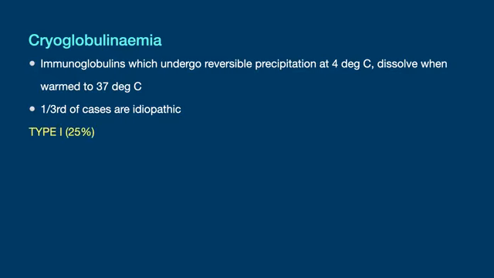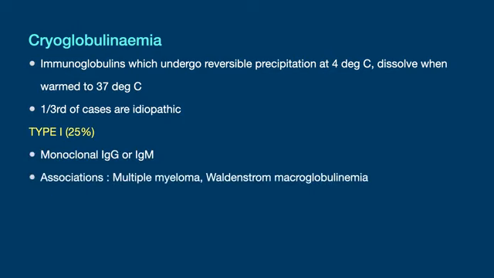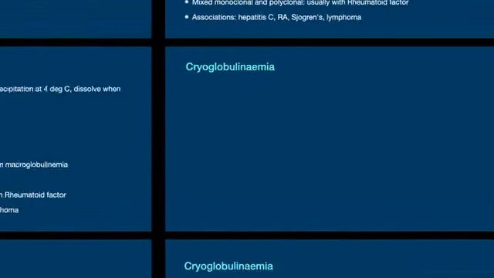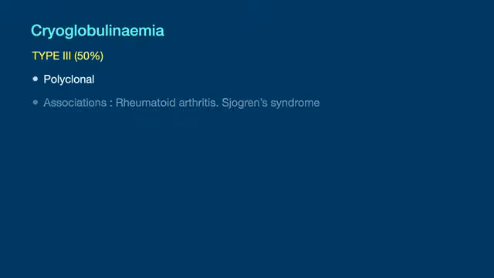Type 1 is about 25%, mainly monoclonal IgG or IgM, with associations with multiple myeloma and Waldenstrom macroglobulinemia. Type 2 accounts for about another 25%, with mixed monoclonal and polyclonal, usually with rheumatoid factor. Associations are with hepatitis C, rheumatoid arthritis, Sjogren's syndrome, and lymphoma. Type 3 accounts for about 50%, polyclonal, with associations with rheumatoid arthritis and Sjogren's syndrome.